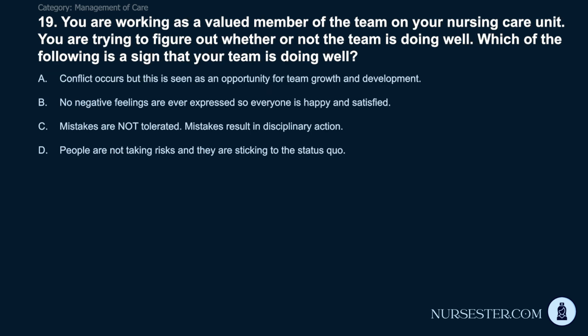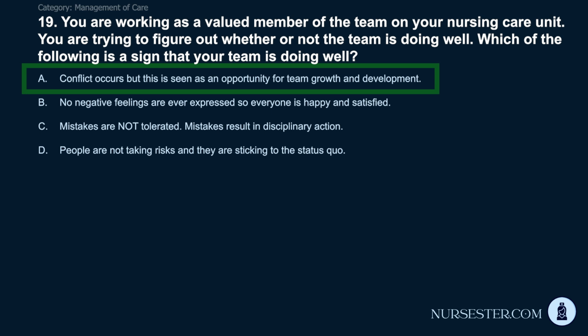19. You are working as a valued member of the team on your nursing care unit. You are trying to figure out whether or not the team is doing well. Which of the following is a sign that your team is doing well? A. Conflict occurs, but this is seen as an opportunity for team growth and development. B. No negative feelings are ever expressed, so everyone is happy and satisfied. C. Mistakes are not tolerated. Mistakes result in disciplinary action. D. People are not taking risks and they are sticking to the status quo.